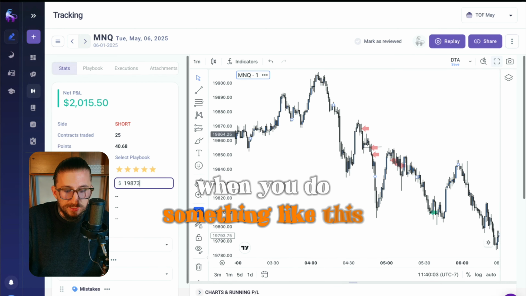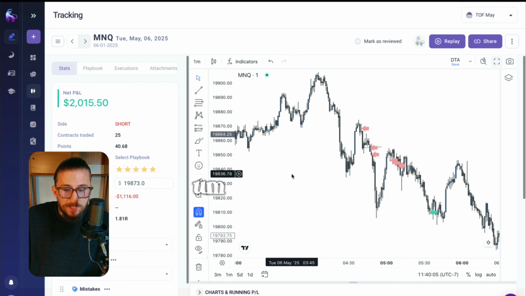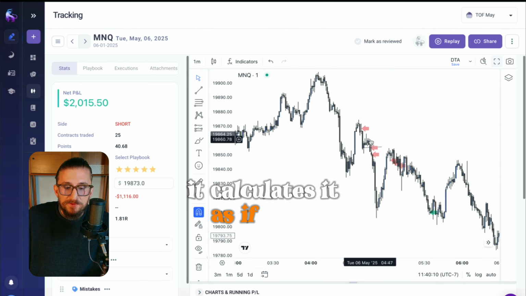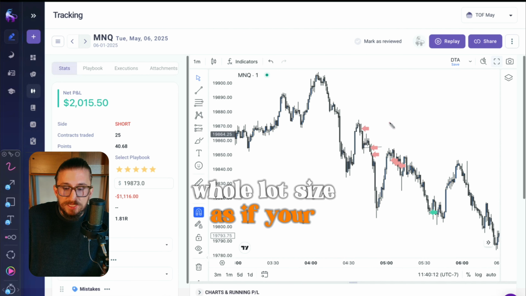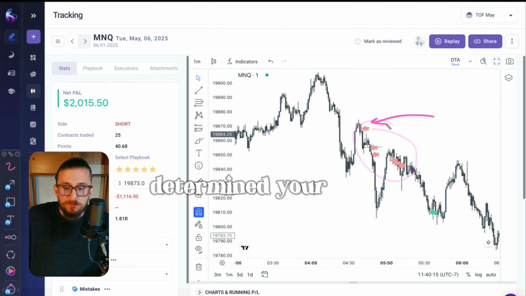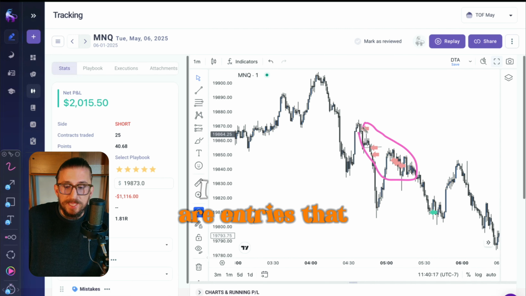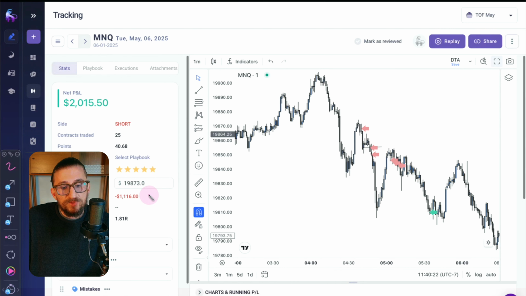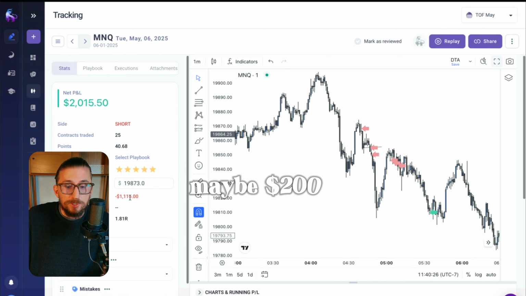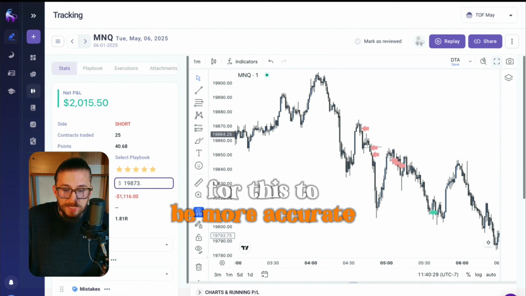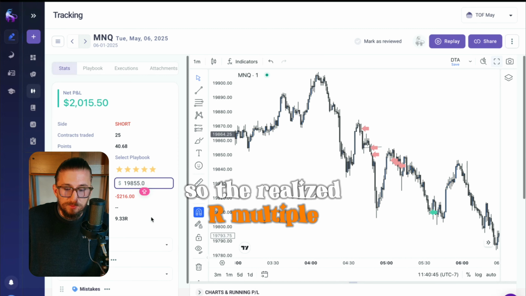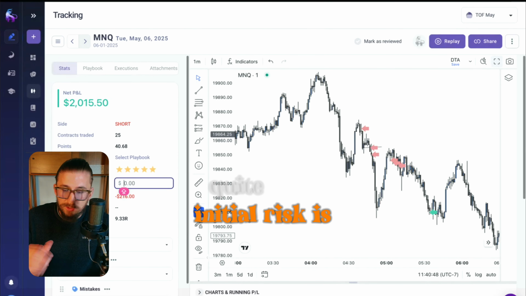Now, when you do something like this and you average into the trade, it calculates it as if your whole lot size determined your risk, even though these are entries that I added into it. So my initial risk was maybe like $100, $200, maybe $200, I would say. So for this to be more accurate, you've got to make it like that. So the realized R multiple based on my initial risk is quite high.